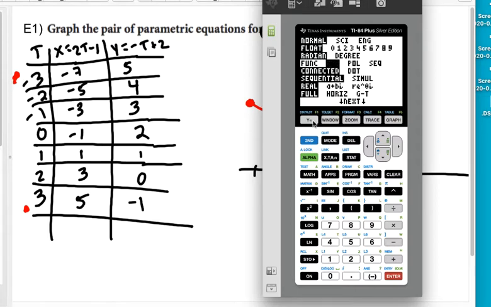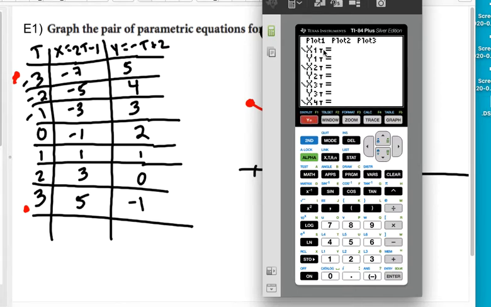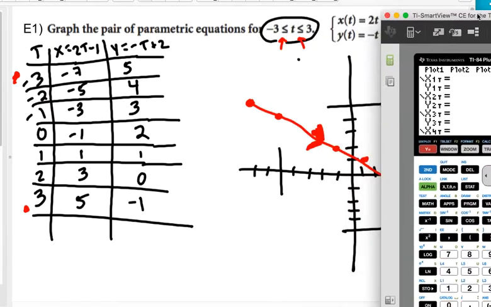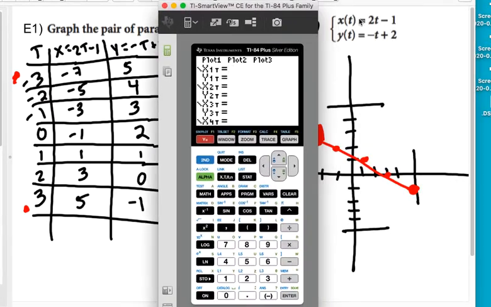Now, when you go to your Y equals, you're going to see that it looks a little bit different. Your Y equals now has both X1 and Y1. That's going to be a pair. So here's my X1. It's 2, and to get t, I just press that independent variable button, minus 1. And then my Y is going to be negative t, again pressing that independent variable button, plus 2.